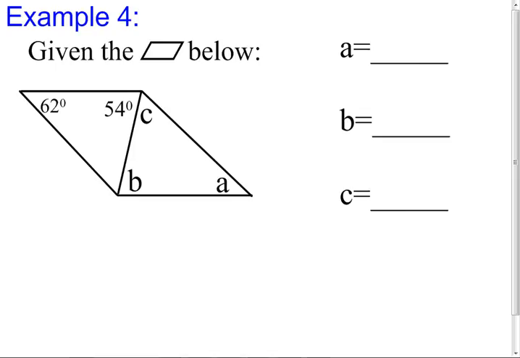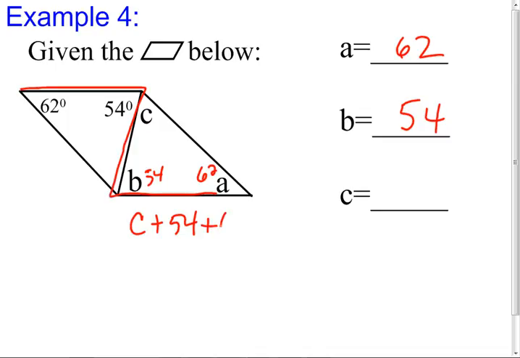There's a lot of ways to do this, by the way. Oh, B is easy too. How big is B? I did this the hard way earlier today. 54. Because these are alternate interiors. Okay, so this is 54. A is 62. So what are you going to do? C plus 54 plus 62 equals 180.